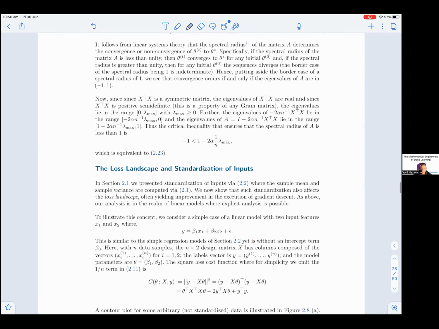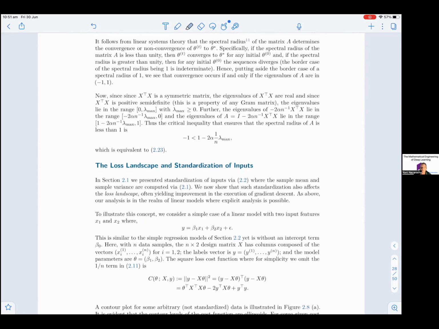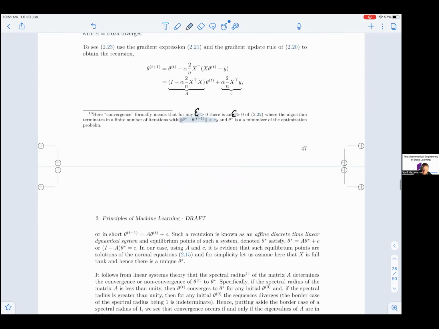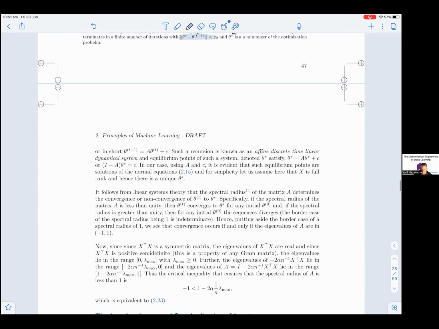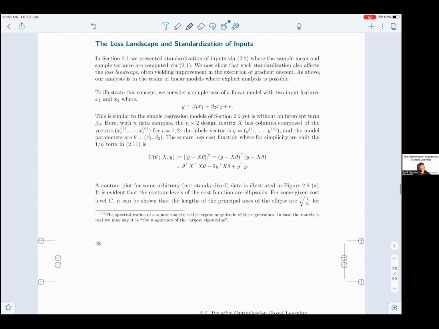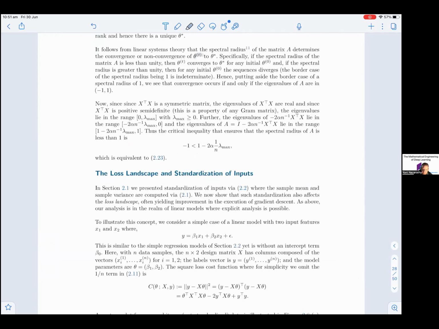It follows from linear system theory that the spectral radius of the matrix A, so A is a square matrix, because the Gram matrix is a square matrix, and we'll just remind you what the spectral radius is in a second, determines the convergence or non-convergence of the iterates theta t to theta star. Specifically, if the spectral radius of the matrix A is less than unity, then theta t converges to theta star for any initial solution. And if the spectral radius is greater than unity, then for any initial theta 0, the sequence diverges. In the border case, if the spectral radius happens to be exactly 1, it is indeterminate. Hence, putting aside the border case of spectral radius 1, we see that convergence occurs if and only if the eigenvalues of A are within this range.